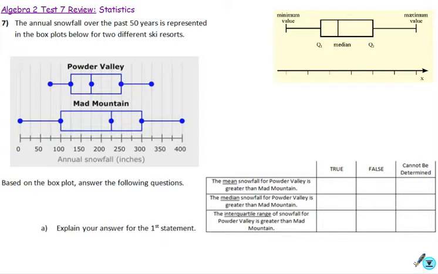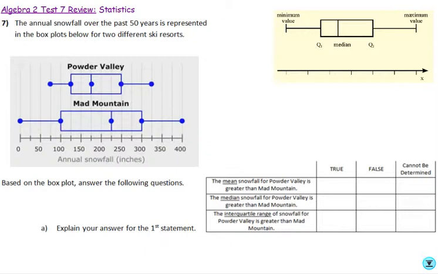Number 7 says the annual snowfall over the past 50 years is represented in the box plots below. So that last problem took a while because we had to make the box plots ourselves and put it in the calculator. So this one's kind of nice because the box plots are actually already made for us. So we just have to look at the two and figure out what each box plot is saying.